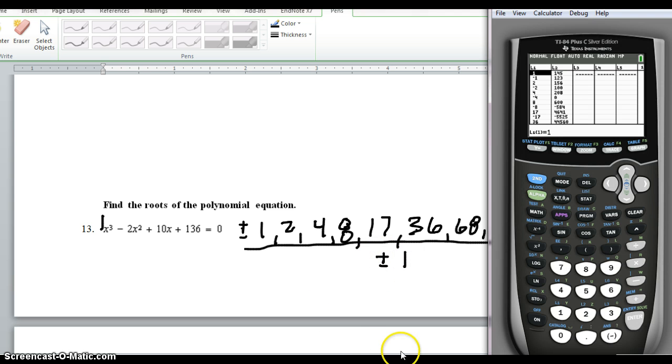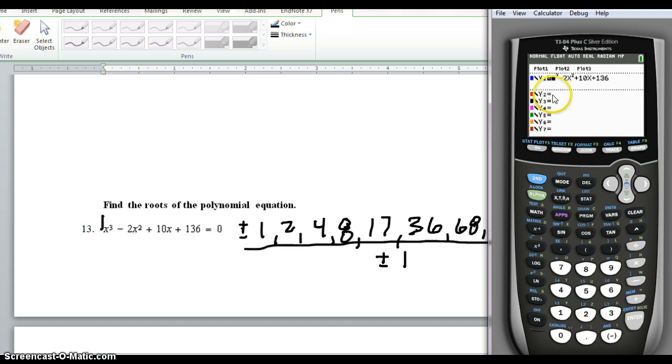When you go to the calculator, you're going to plug all of those into your L1 again. And then you're going to plug in your function into Y1. Then you're going to go to your home screen and pull up VARS, Y-VARS, enter, enter, enter, and parentheses L1, close parentheses, store in L2.